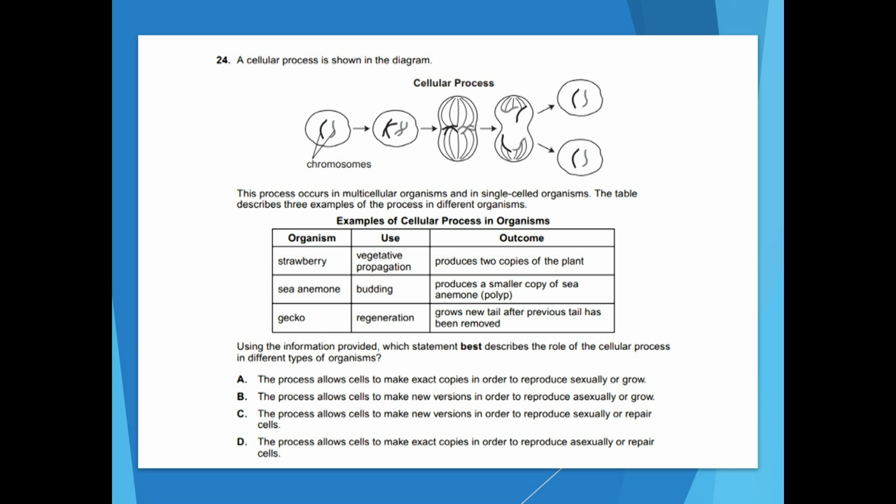Okay, this as a cellular process is shown in the diagram. Using the information provided, which statement best describes the role of the cellular process in different types of organisms? The best answer choice here is D. The process allows cells to make exact copies in order to reproduce asexually or repair cells, okay? These are all talking about different types of reproduction strategies. A lot of these are asexual, and the thing about asexual is that you can make exact copies a lot faster, but the downside is that there's no genetic variation, which can be bad.